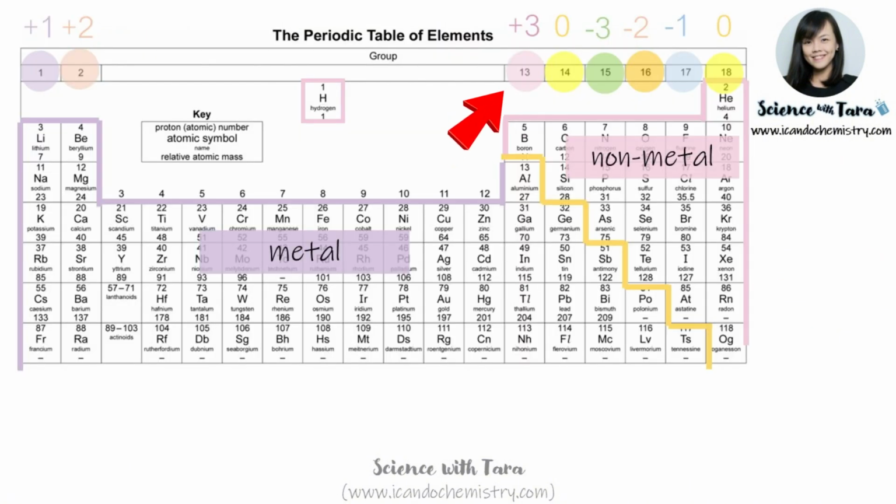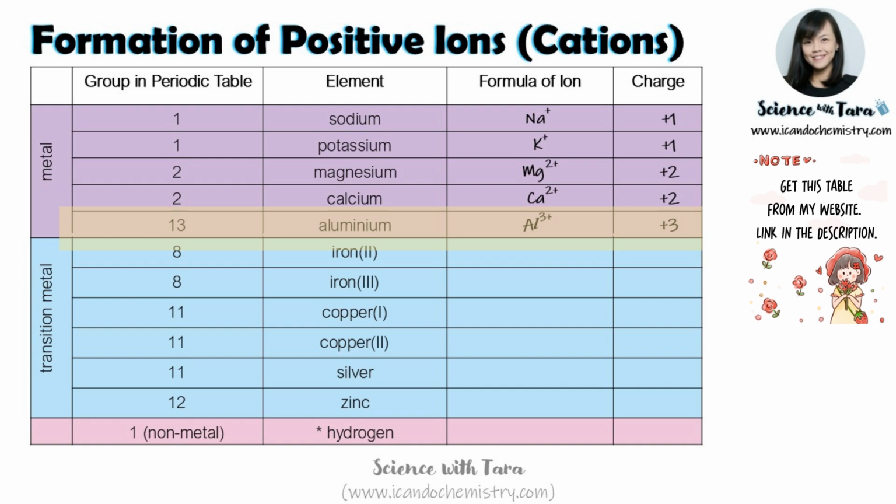Group 13 elements form ions with a charge of positive 3. For example, aluminium ion, its charge is positive 3 and its formula is Al3+.